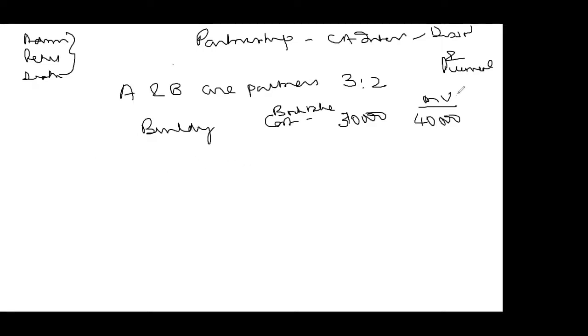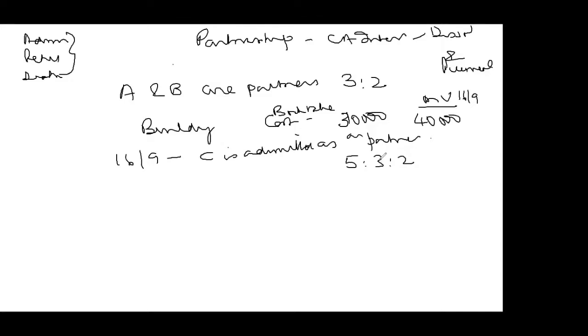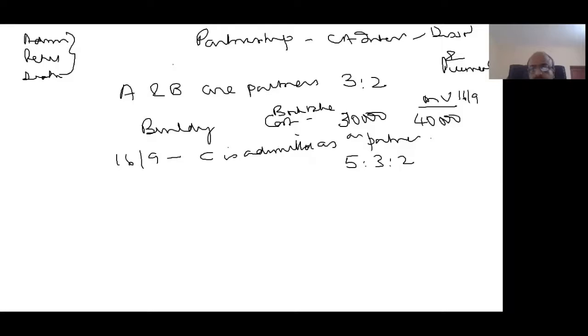Now that is the market value on today's date, 16/9. On 16/9, C is admitted as a partner. Now, when he comes in, for now the profit sharing ratio is 5:3:2, the ratio in which it is being divided.